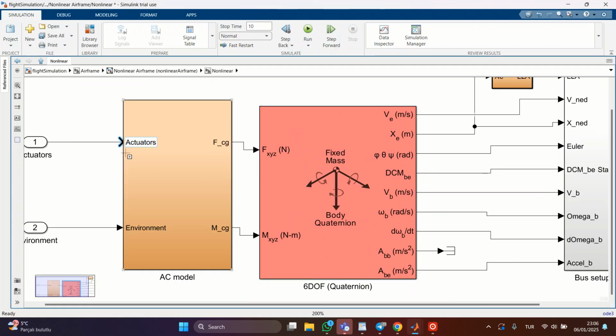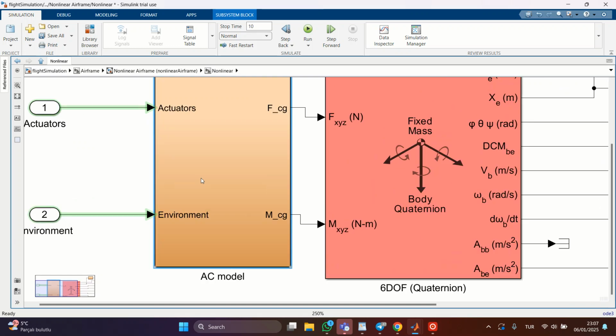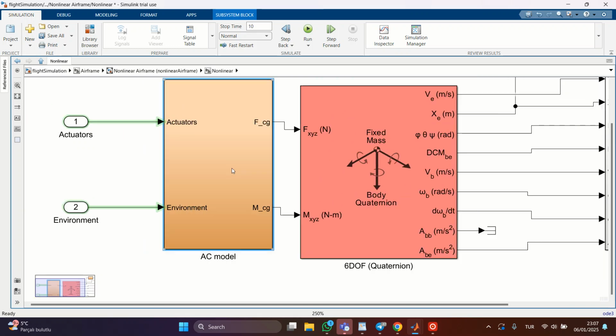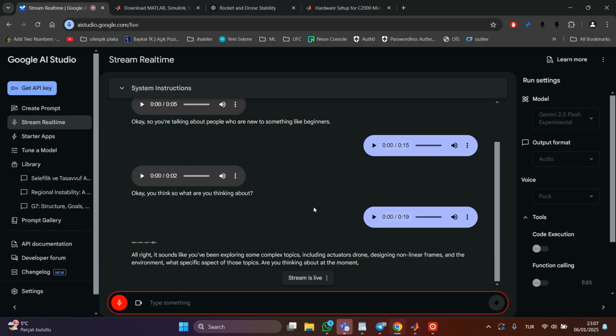So I have covered actuators in drone designing in the nonlinear frame within Simulink. I have covered the environment, the external forces like wind. All right, it sounds like you've been exploring some complex topics, including actuators, drone designing, nonlinear frames, and the environment. What specific aspect of those topics are you thinking about at the moment?